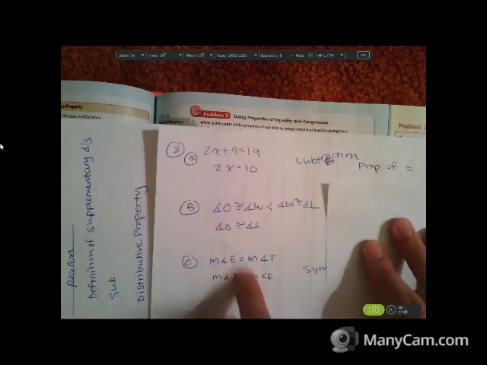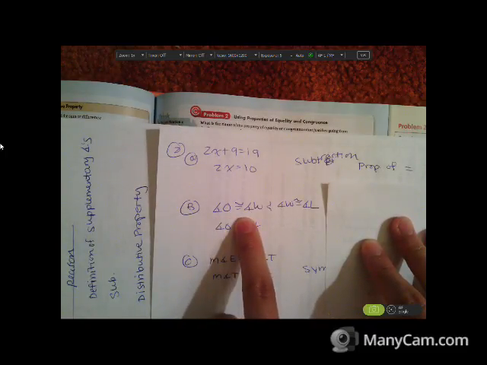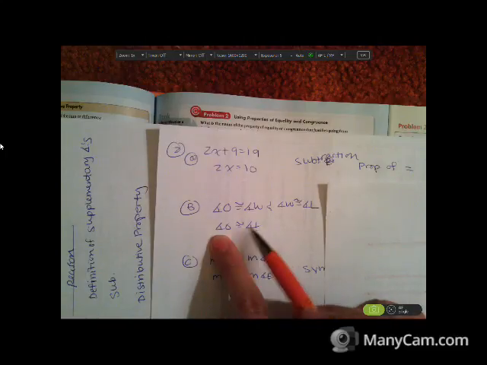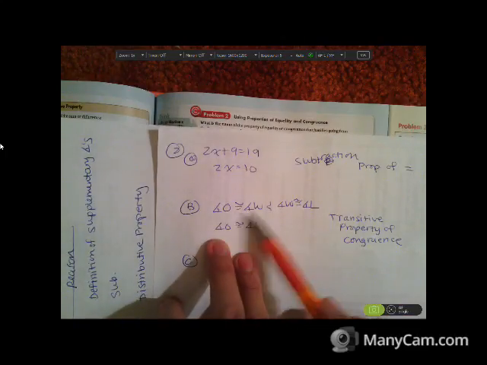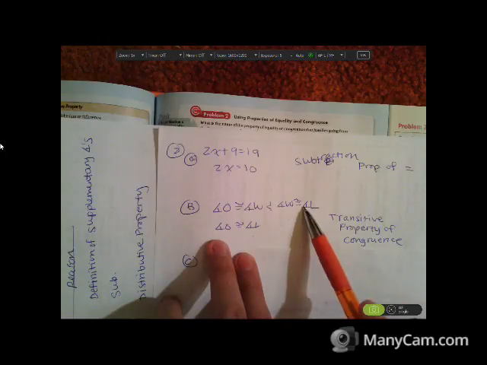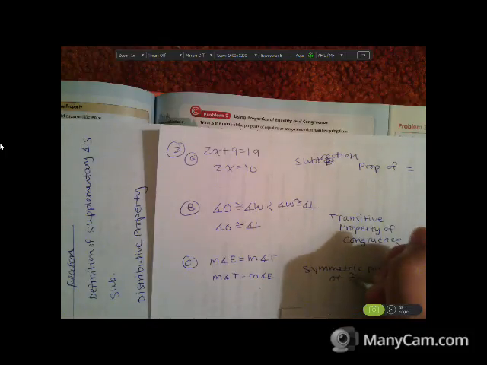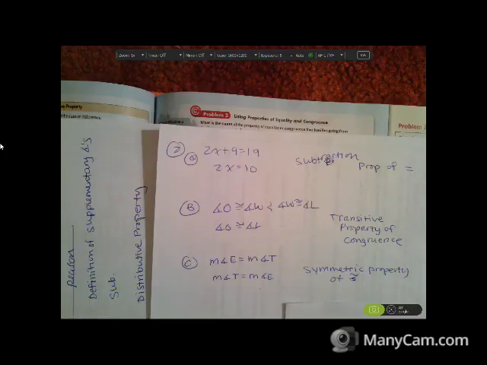Alright, so that was from algebra. So now let's look into letter B, where angle O is congruent to angle W, and angle W is congruent to angle L. So we can assume that angle O is congruent to angle L. So therefore, we can use the transitive property of congruence. Alright, last one. The measure of angle E is equal to the measure of angle T. Also, the measure of angle T is equal to the measure of angle E. So, because they flip-flopped, this is the symmetric property of congruence. This is the symbol for congruence. Alright, so why don't you try the got it?